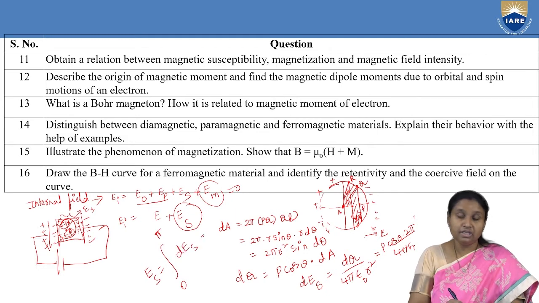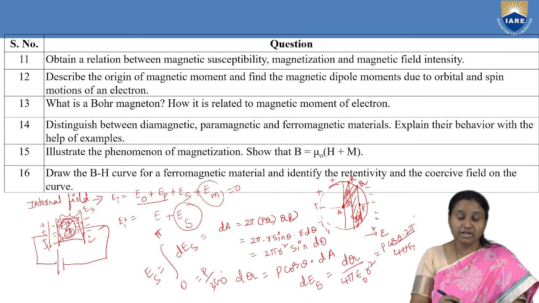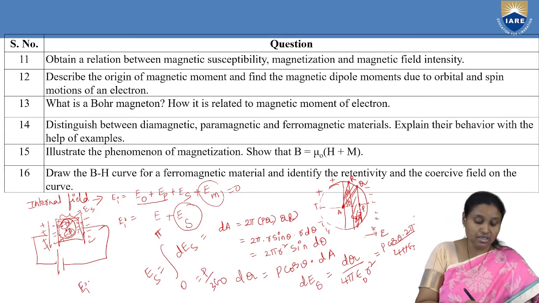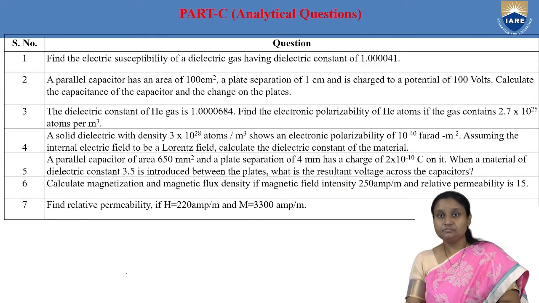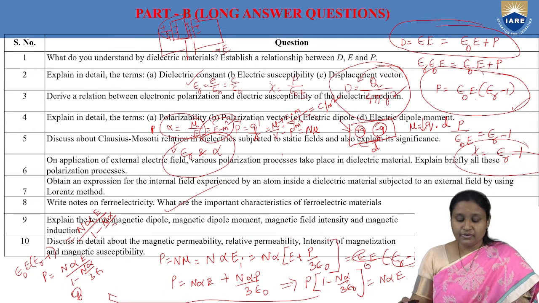So if we do it, then our Es value comes out to be P by 3 epsilon naught. So the final expression for local field will be E plus P by 3 epsilon naught. Then next question: write notes on ferroelectricity.